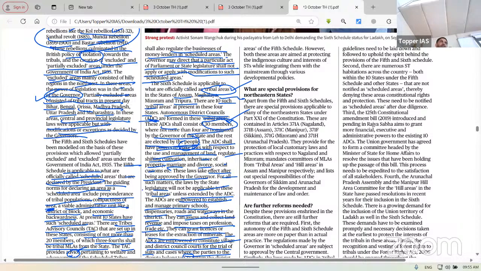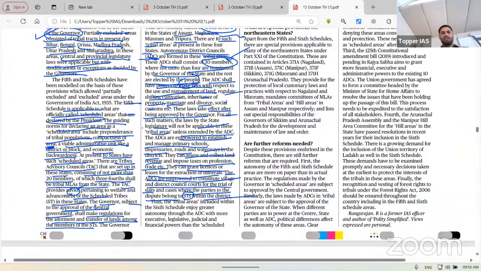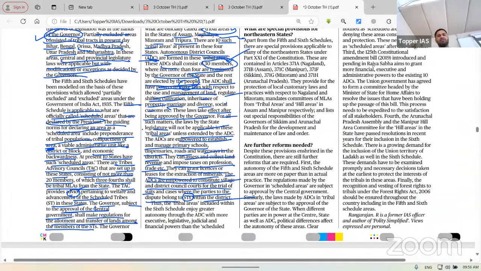I mean, appeal will be available. The judgments of these courts are not final. They can take an appeal to the High Court from these courts. Yeah. So the tribal areas included within the 6th Schedule enjoy greater autonomy through the ADC with more executive, legislative, and judicial financial powers. Correct?